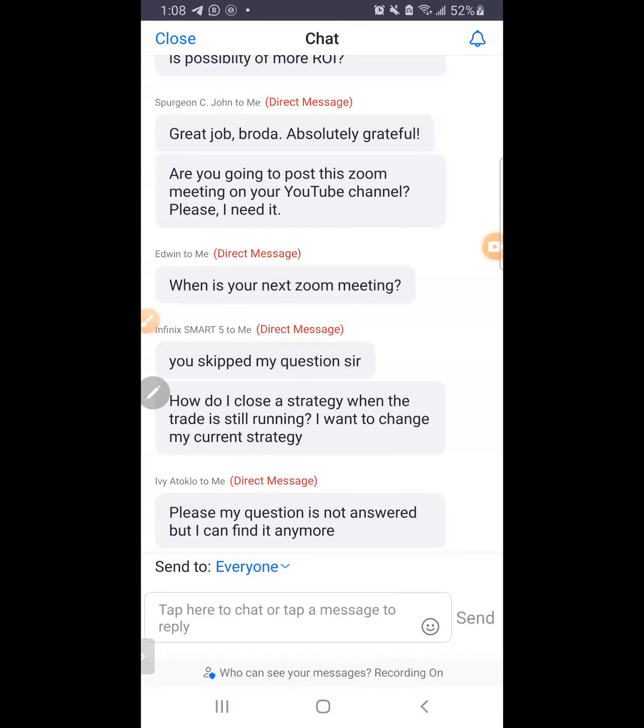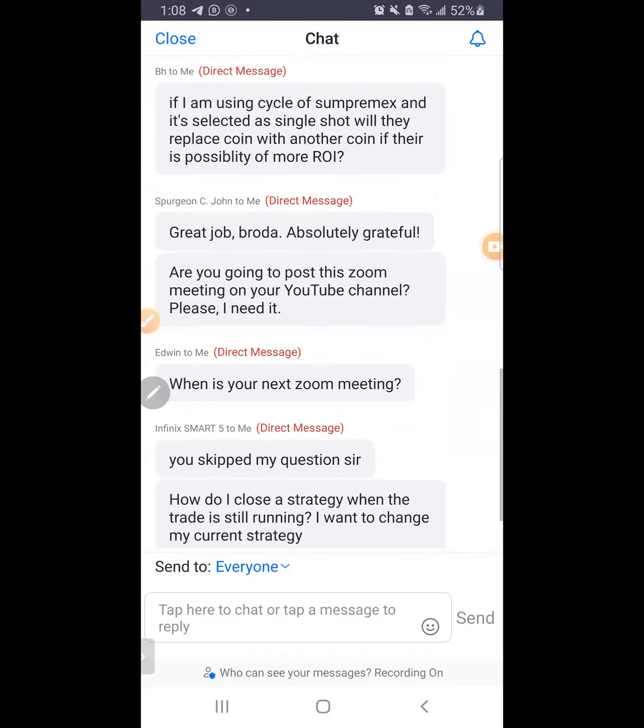The only time it won't change the coin is if that coin is currently still making profits. It will buy it again. Oh, I skipped your question. I'm sorry. It will buy it again. Okay, so don't worry about it. Whether you put it on one shot or on cycle, they will change it from their side.